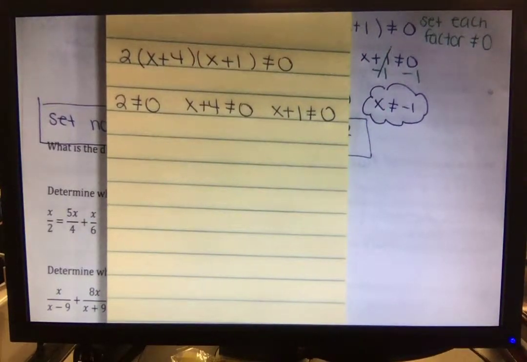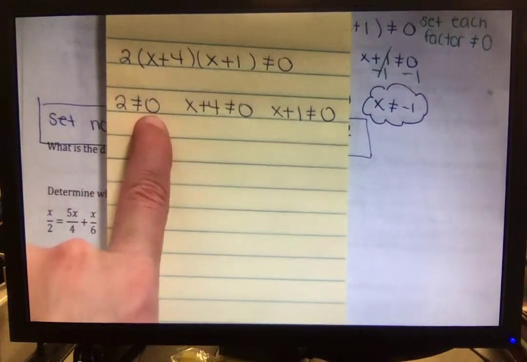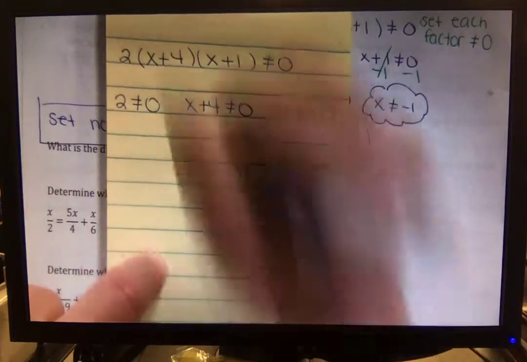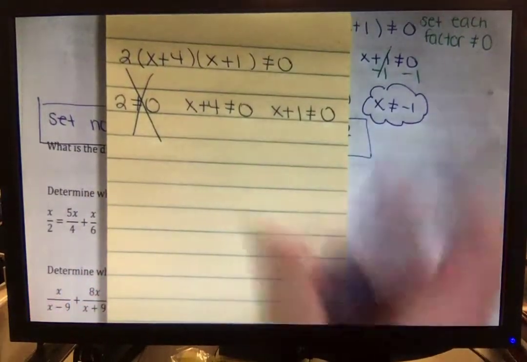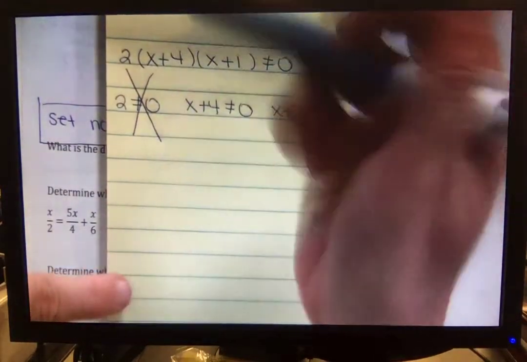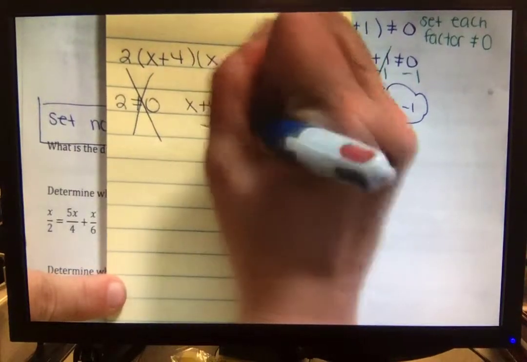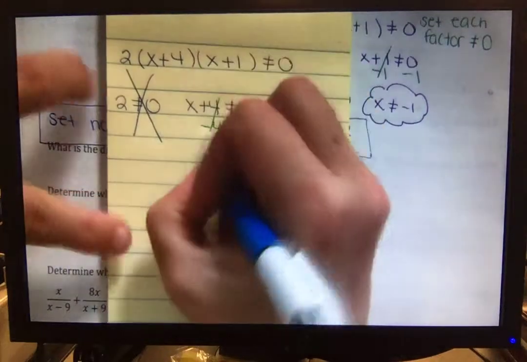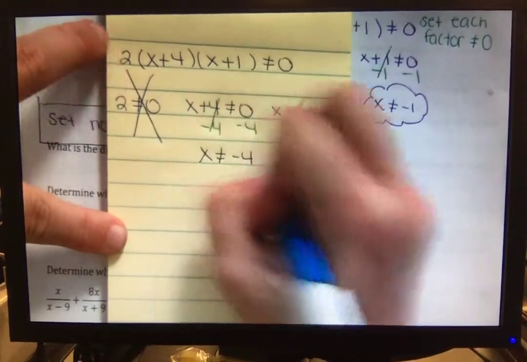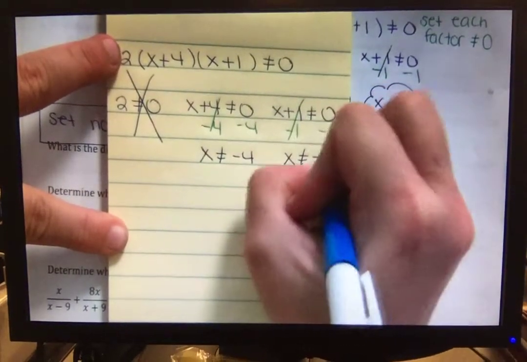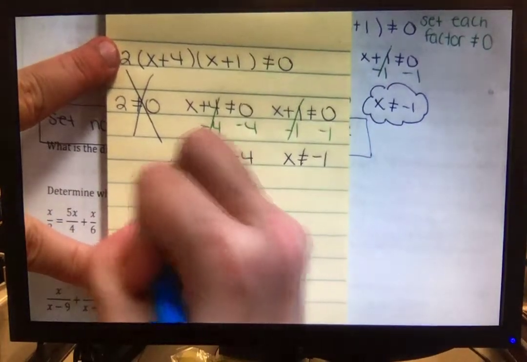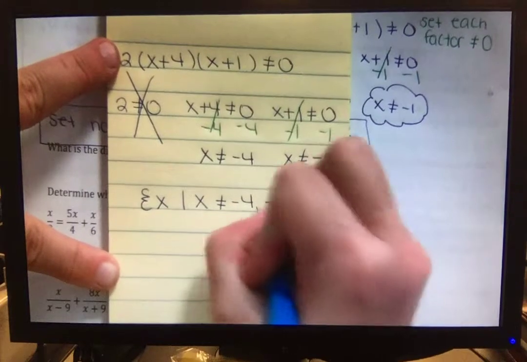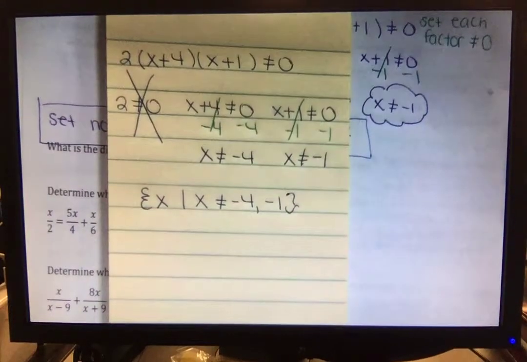So I need to solve for x. If I have 2 cannot equal 0, will 2 ever equal 0? Does that tell me anything about x? No, so I don't even care about this one. Over here, we would subtract 4 from both sides, subtract 1 from both sides. So we would get x cannot equal negative 4, and x cannot equal negative 1. So this domain would be the set of x such that x cannot equal negative 4, and x cannot equal negative 1.